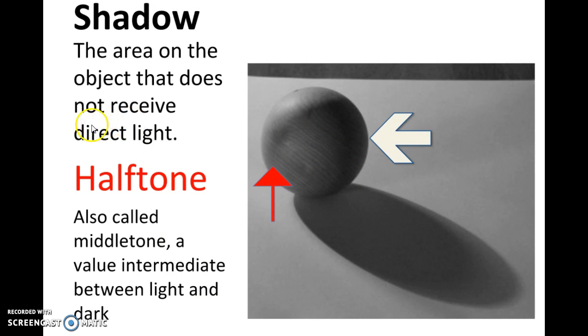The shadow is going to be the area on the object that does not receive direct light. So in this case, we have a pretty large shadowed area on this sphere.